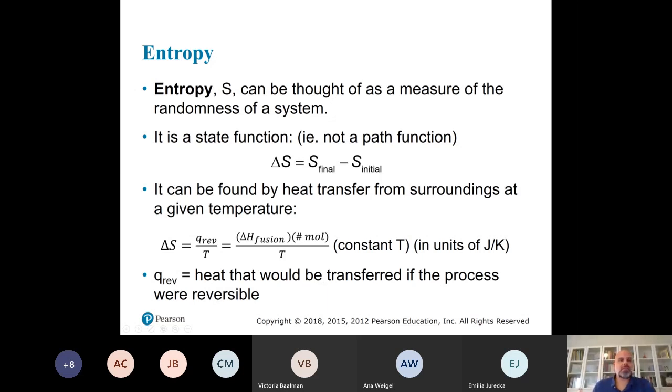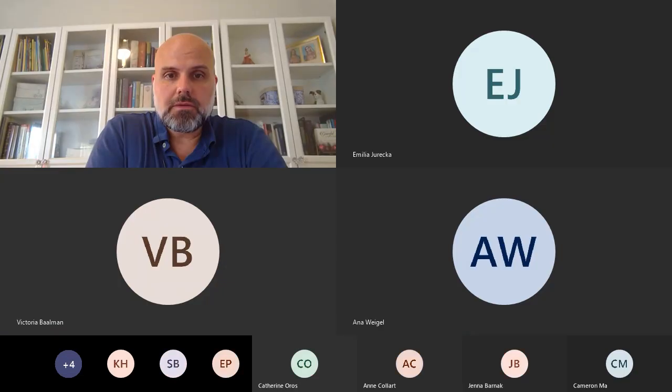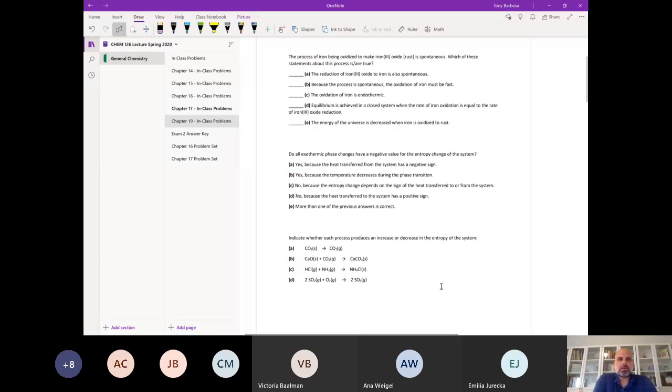All right. Let's move on to entropy. Actually, before we do that, I think I actually have a sample problem that I forgot to walk through. Let's go through a sample problem here first.